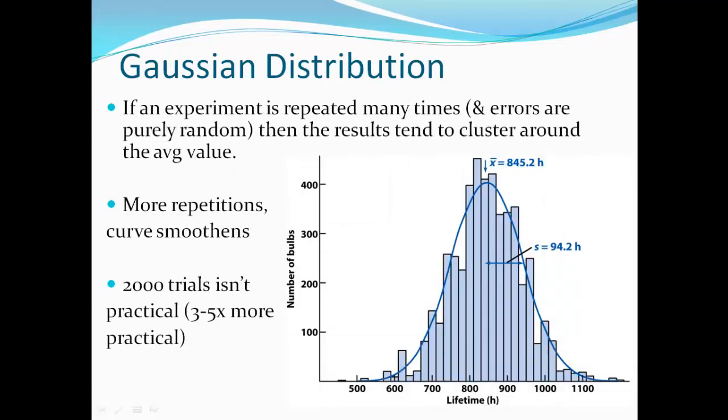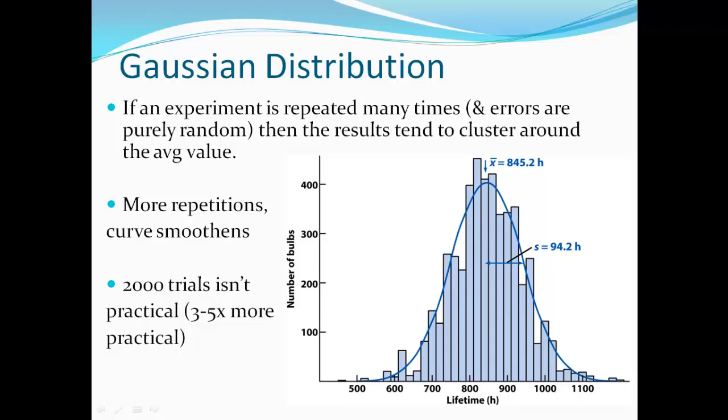What I'm showing you here is a bar graph of the lifetime of hypothetical incandescent light bulbs. So obviously you have the number of bulbs as a function of lifetime. And that curve that is superimposed over the bars is what's called the Gaussian distribution. The curve has the same average, standard deviation, and area as the bars. When you see a Gaussian distribution, you have to be able to understand what is going on here.